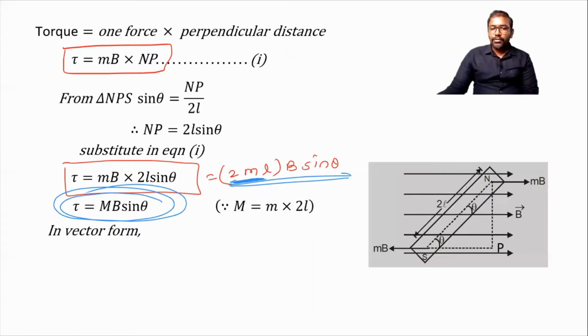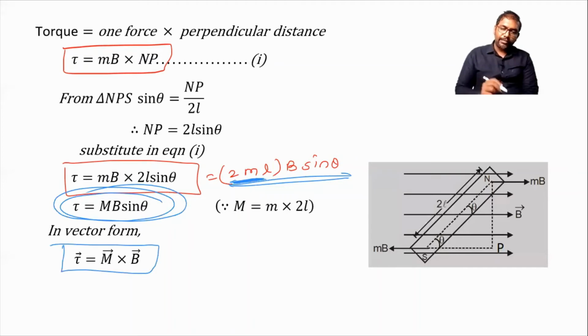In vector form, the same formula we can write as torque is equal to M bar cross B bar. We can expand M bar cross B bar and we get the magnitude like this. So just we get here the formula of the torque.